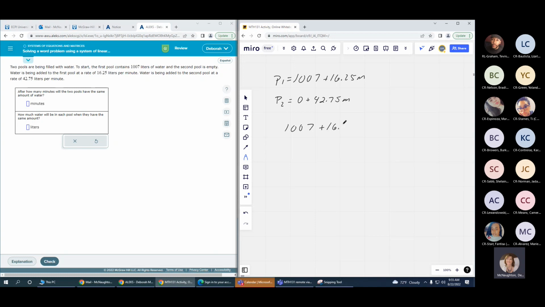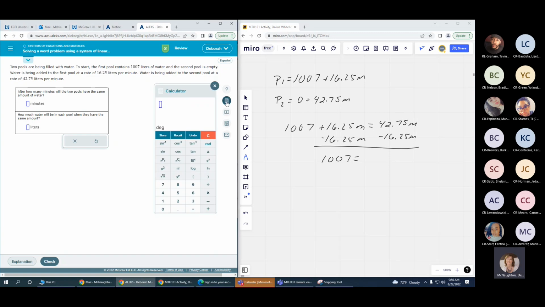1,007 plus 16.25 M equals 42.75 M. And then I'm going to subtract 16.25 M from both sides. 1,007 equals, we have a calculator, let me just use the calculator, 42.75 minus 16.25, 26.5. And divide both sides by 26.5.